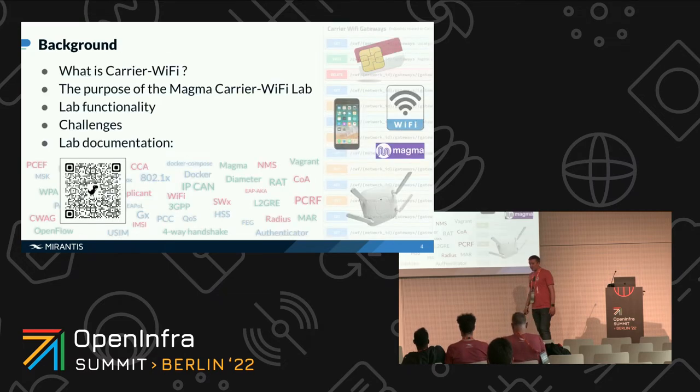The background, what is carrier Wi-Fi? It's a deployment of big number of Wi-Fi access points by the mobile operator in dense geographic areas to decongest the LTE network, right? The user, the subscriber, authenticates with a USIM card, the same USIM cards used for LTE, and the user doesn't have to provide password to connect the network, right?